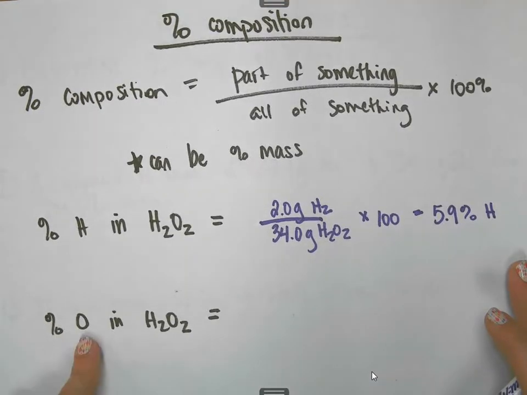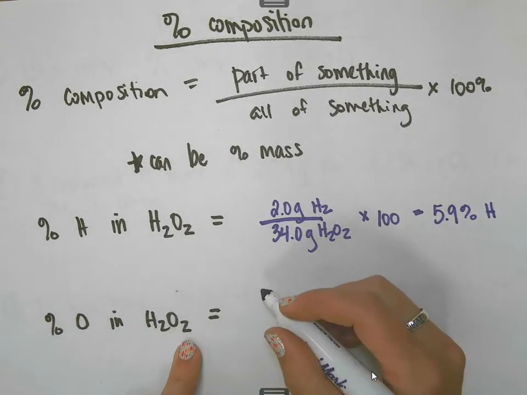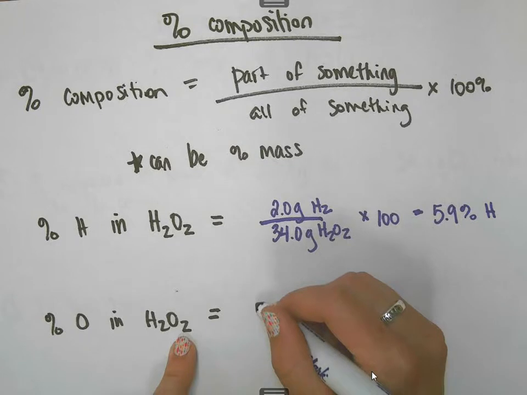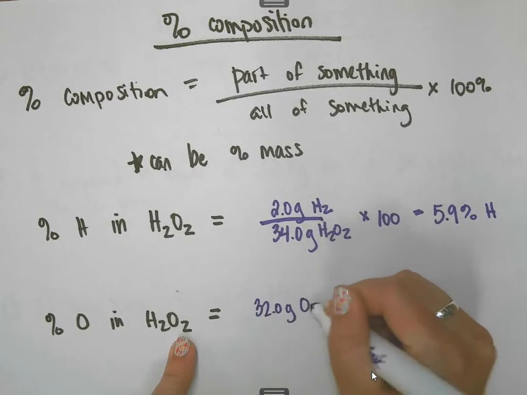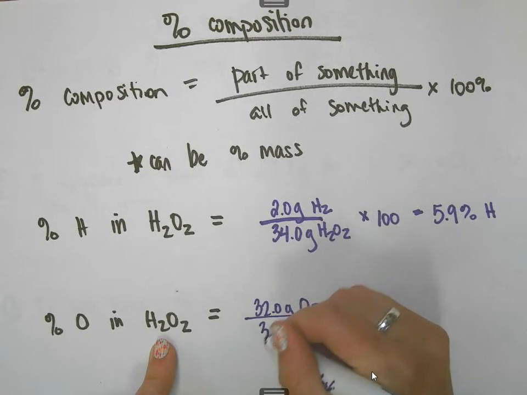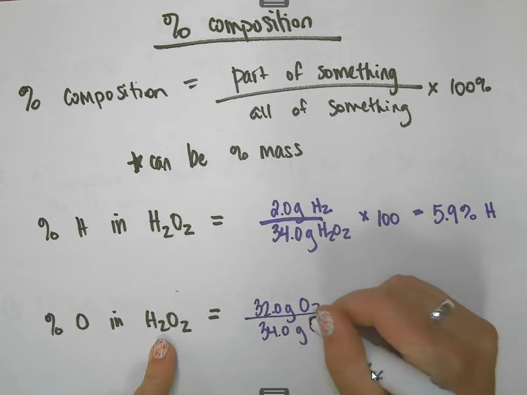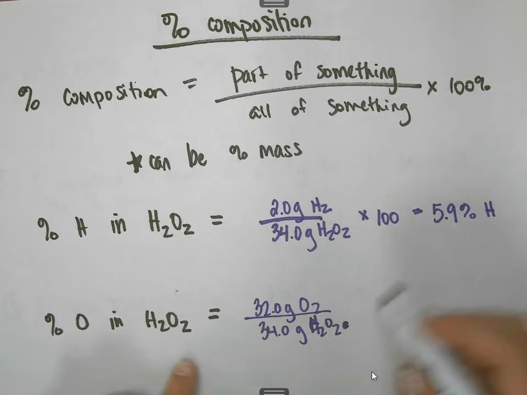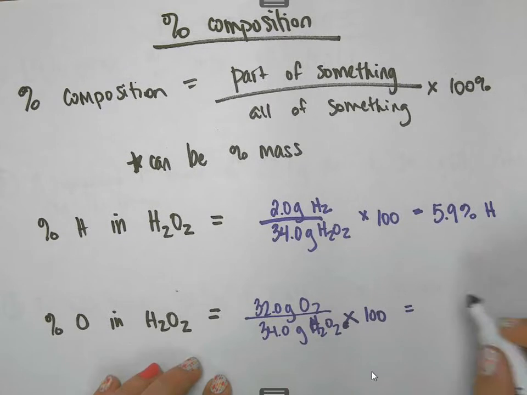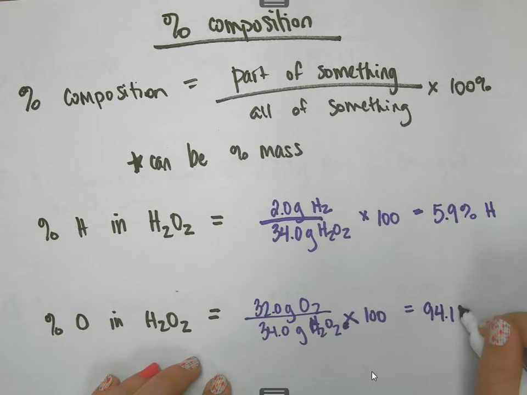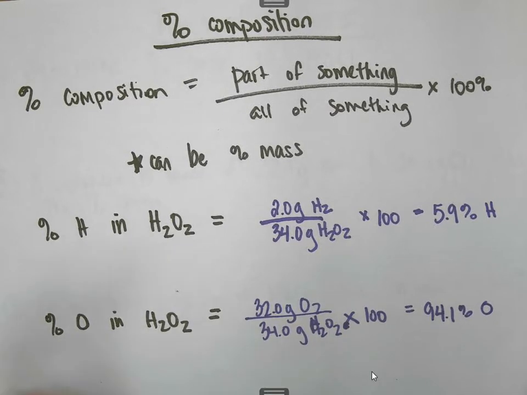Then I can find the percent oxygen in H2O2. It works the same way. The part is oxygen, the whole is hydrogen peroxide. I have to go by my formula, so don't forget that there's 2 oxygens. That makes 16 become 32.0 for the oxygen. And then that gives me still 34.0 grams of H2O2 from before. And if I multiply that by 100, I will end up with 94.1% oxygen for every amount of H2O2 that I would have. It doesn't matter if I have 100 grams or 10 or 52, 36.9, however much I have of it, 5.9% will be hydrogen and 94.1% will be oxygen.